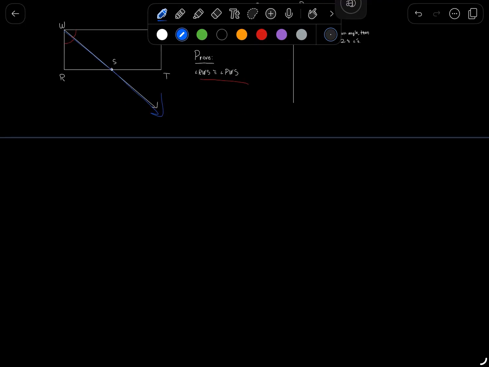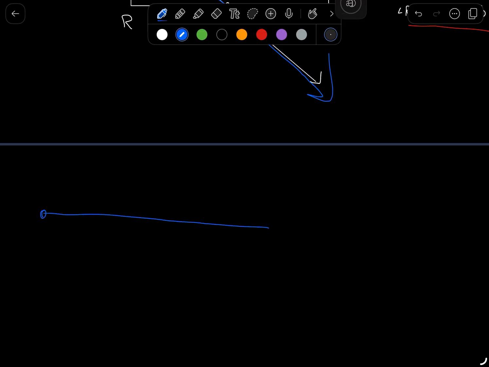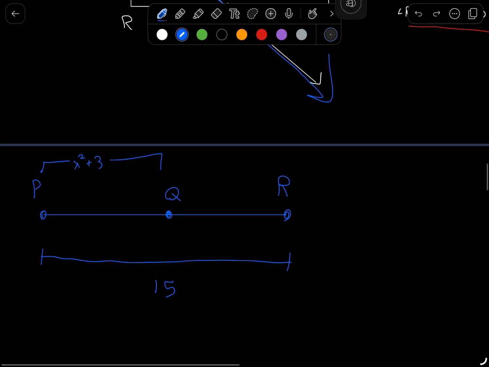And again, after I write these problems down, I would highly recommend that you try to attempt them yourself before resuming the video and seeing the solution. But essentially, let's say we're given a segment, and the tail is a segment PR, and there's a point Q here. We're given that the length of PR is 15 units long, the length of PQ is x squared plus 3, and then the length of QR here, they tell us, is 4 plus 2x.